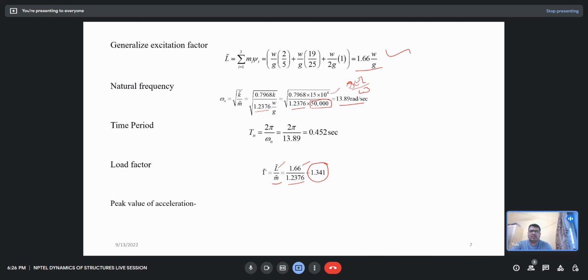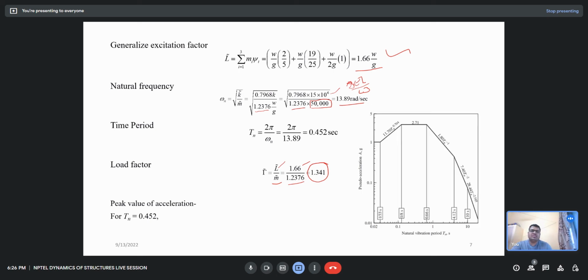Now calculate the peak value of the acceleration at Tn equal to 0.452 second, my SA by G. So can you tell me, at Tn equal to 0.452, what will be the value of my SA by G? Anyone, from this graph?